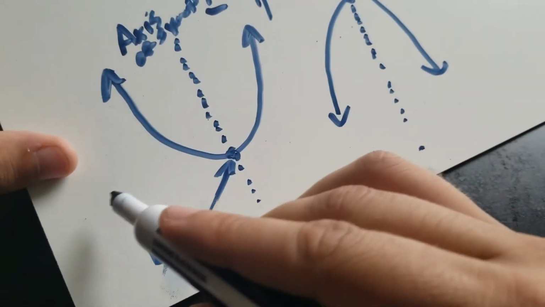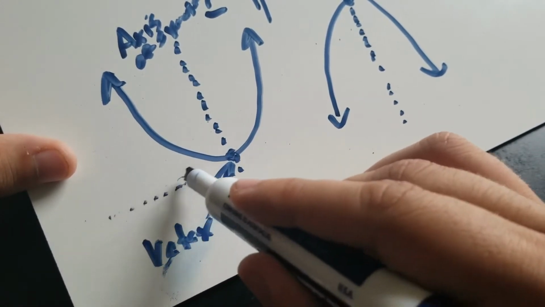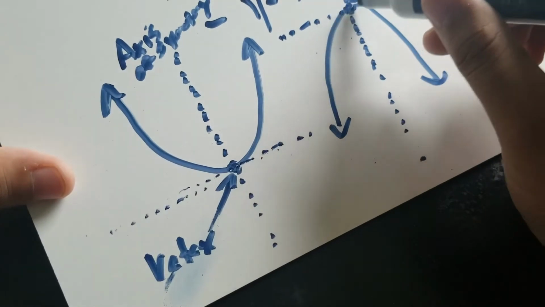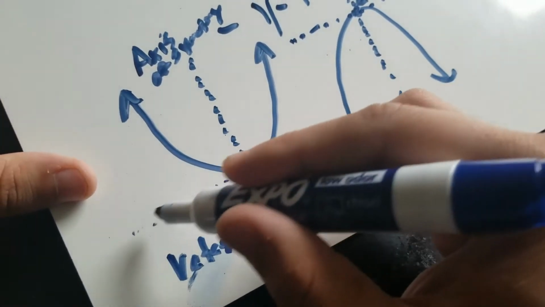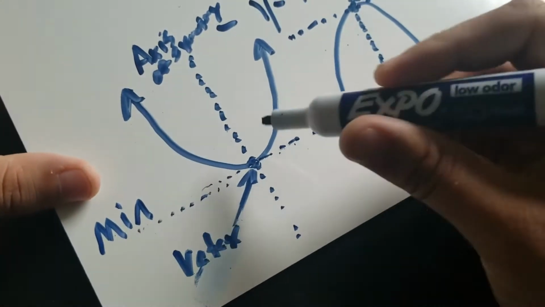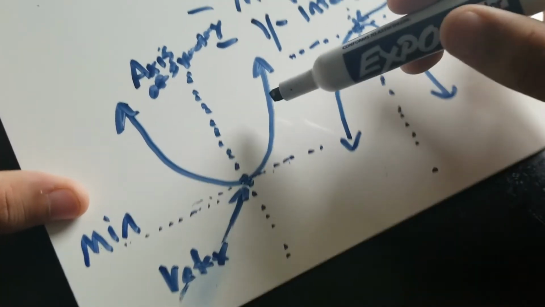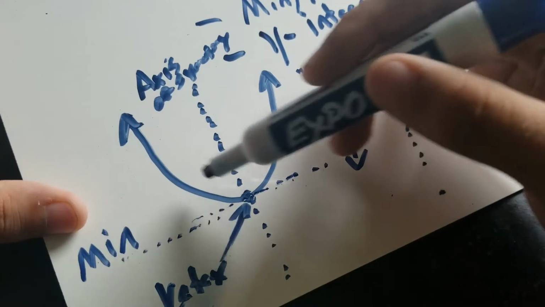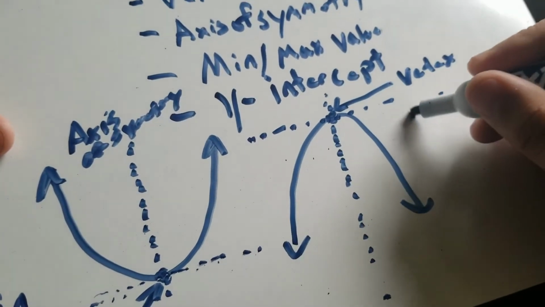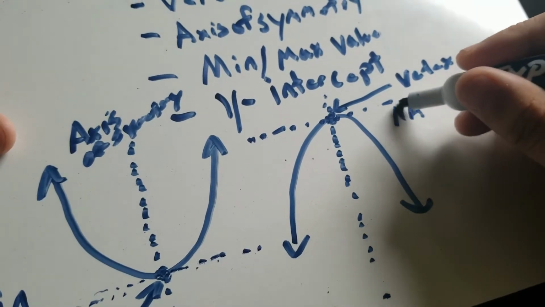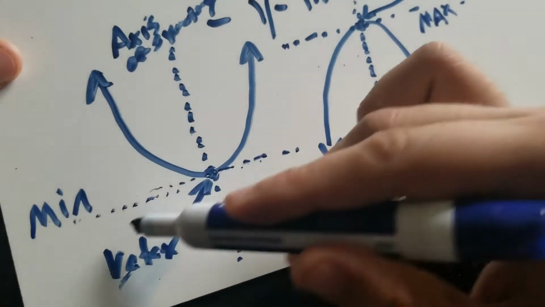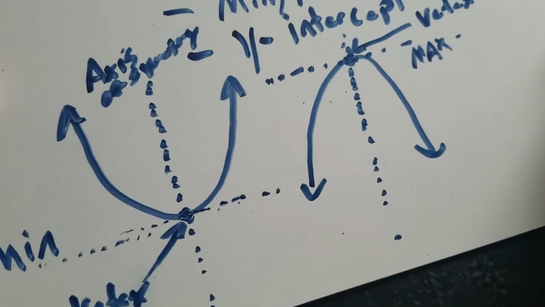Then there's a value that is as low as it goes or as high as it goes. So this horizontal line right here is the minimum value because this is the lowest it goes. It goes up to infinity, so there's no maximum in this situation. And over here, this is as high as it goes, so that would be the maximum. So this would be the minimum, and this would be the maximum.